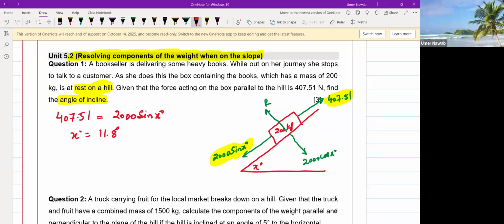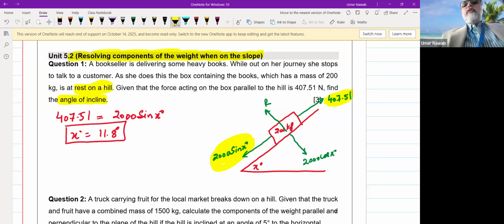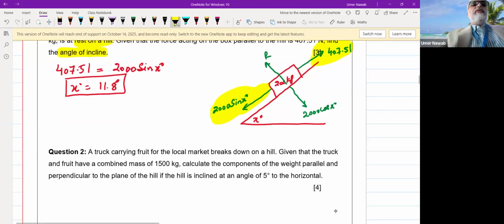11.8. So can you do the correction? Maybe in the revision pack, I have used the value of g as 9.8. No, in mechanics you always have to use the value of g as 10 meters per second squared. And that's the final answer, guys. Since the block was at rest, the downward force should be balanced with the upward force. So this is question number 1.